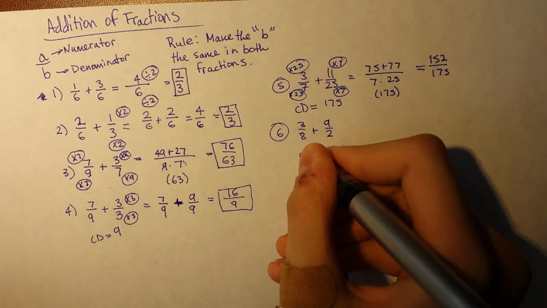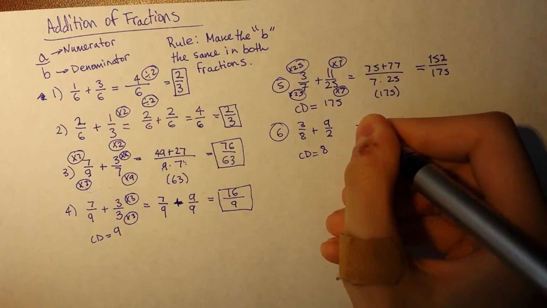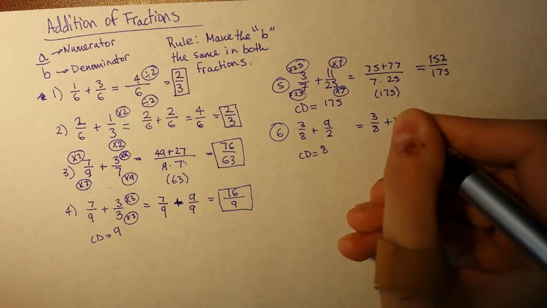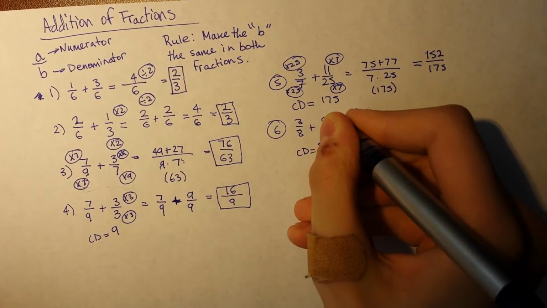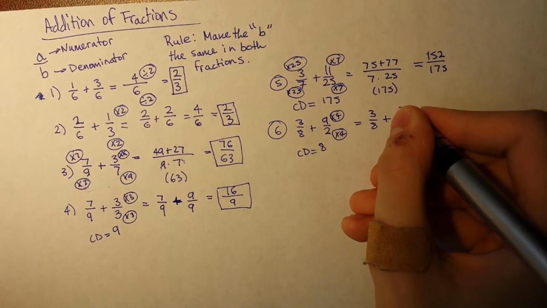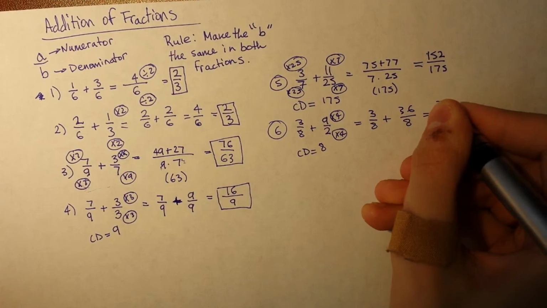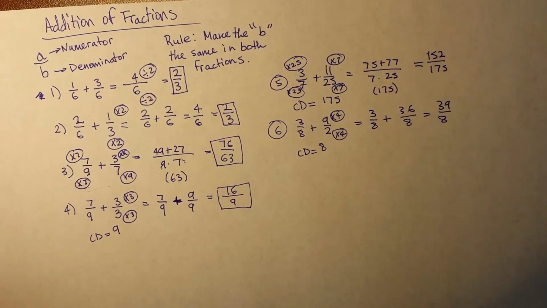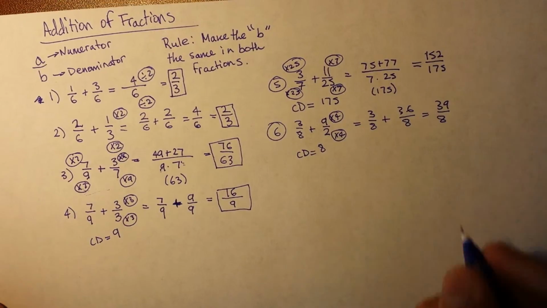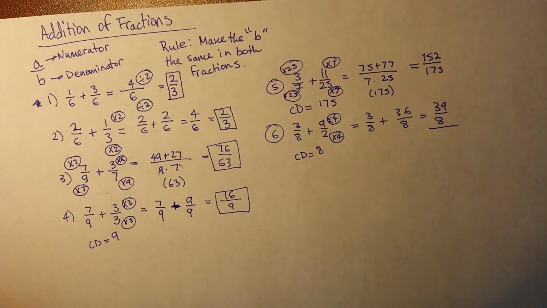So our common denominator is 8. We leave this one as it is, plus this one we times 4, plus 36 over 8. Our answer is 39 over 8. And there's no more simplifying. This is our simplified answer.